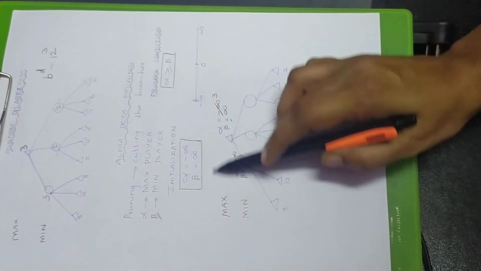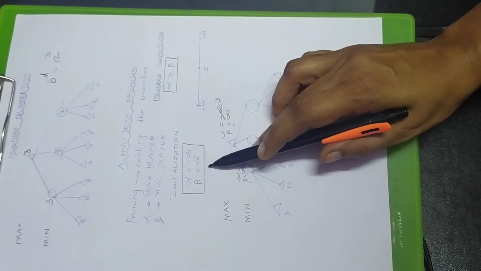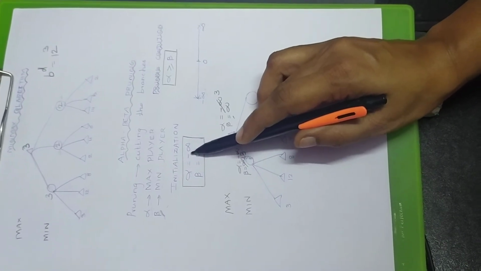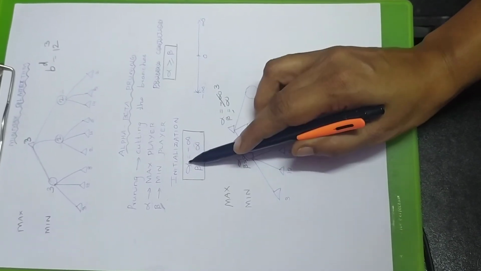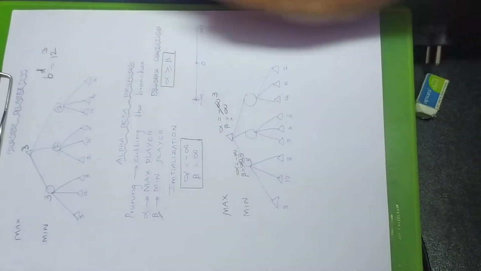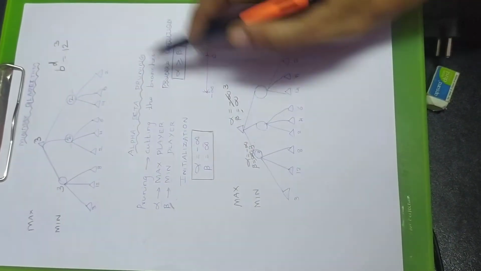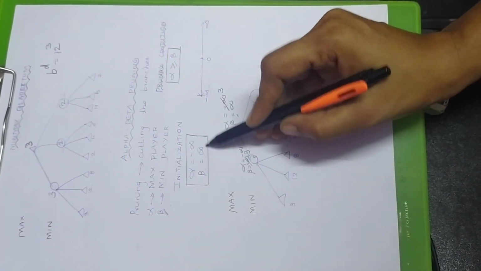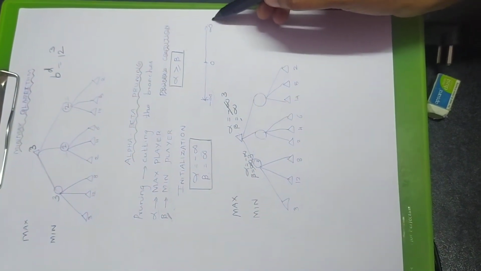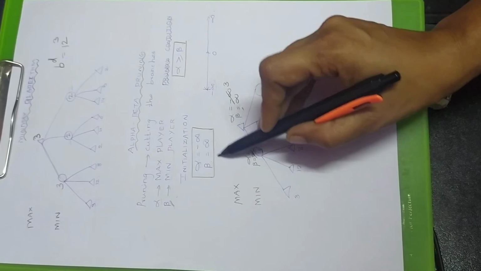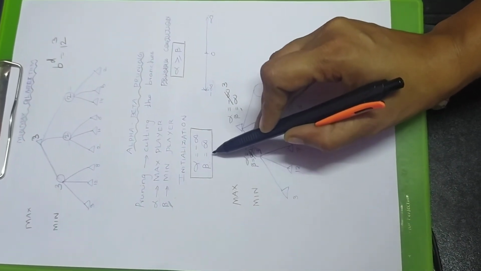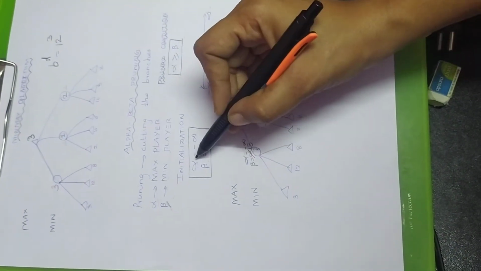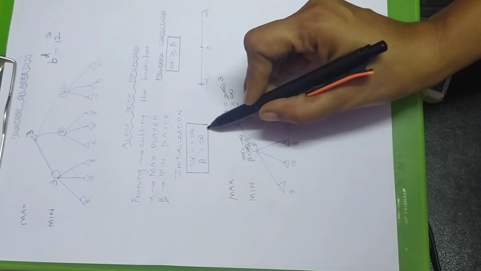Next we need to consider the initial values for alpha and beta. Alpha is assigned the least value, minus infinity, because the objective of alpha is to maximize the value, that is, to increase its value. So we assign the least value. For beta, we assign the maximum value, infinity, because the objective of beta is to reduce its value. So for initializing, alpha is equal to minus infinity and beta is equal to infinity.